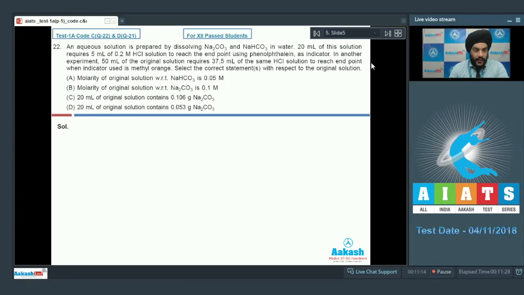Let us look at question number 22 now. An aqueous solution is prepared by dissolving sodium carbonate and sodium bicarbonate in water. So 20 ml of this solution requires 5 ml of 0.2 molar HCl solution to reach the end point using phenolphthalein as an indicator. In another experiment, 50 ml of the original solution requires 37.5 ml of the same HCl solution to reach end point when the indicator used is methyl orange. So we have to select the correct statement with respect to the original solution.